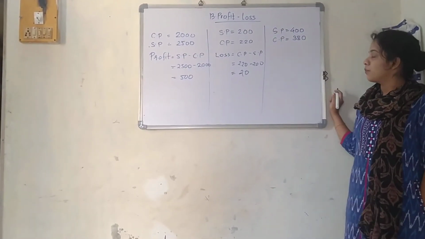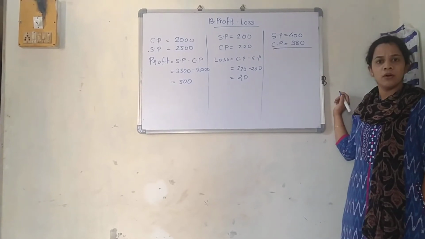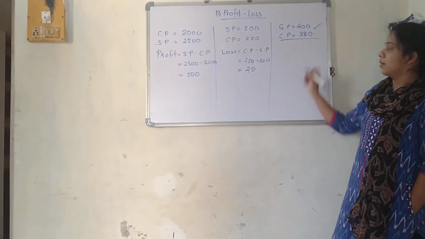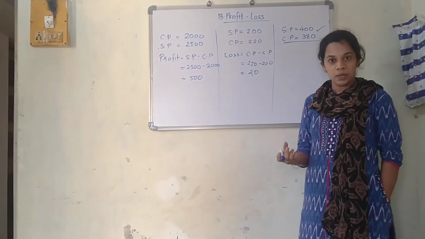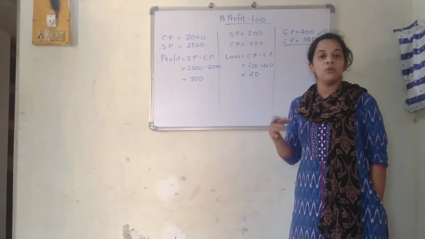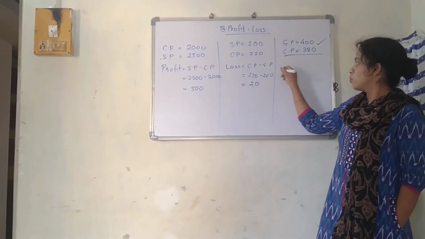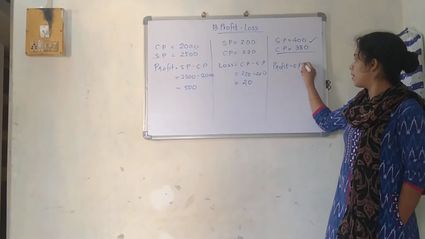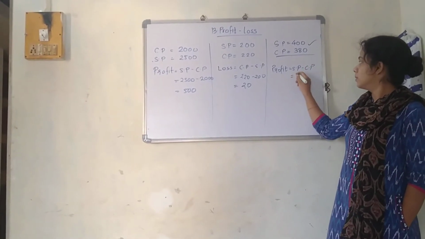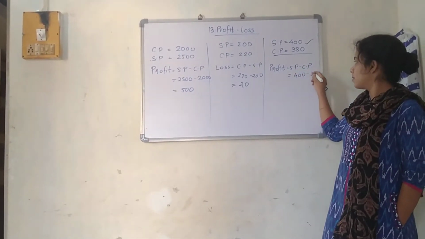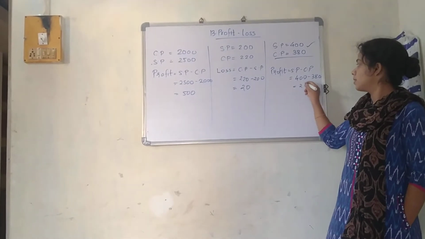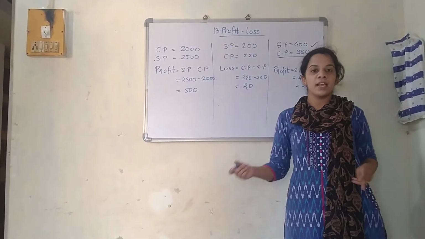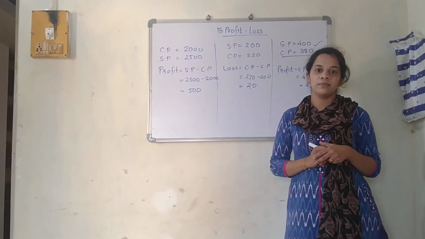Now you can see over here, cost price is 380. You bought from a shopkeeper for 380 and you sold for 400. So you are having the profit right now. So profit is equal to SP minus CP. 400 minus 380. So the answer is 20. So here you are having 20 rupees profit. The next part we will see now.